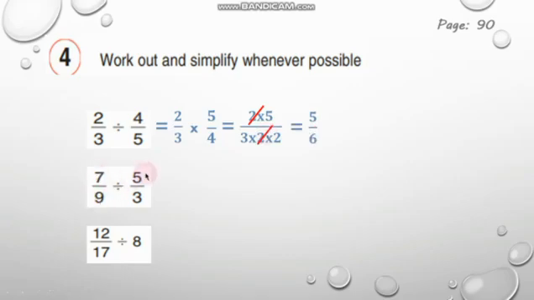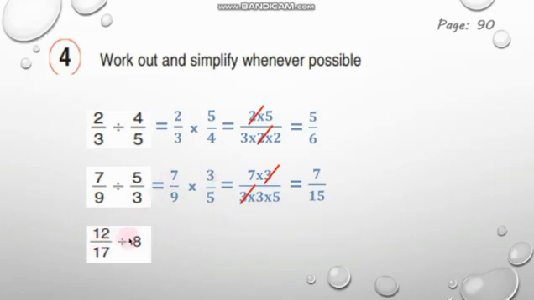7 over 9 divided by 5 over 3. Also I write the first fraction as it is. I write times. I write the inverse of the second fraction. I multiply the numerators together and the denominators together. I can decompose 9 into 3 times 3. Now I can simplify by 3. The answer is 7 over 15.